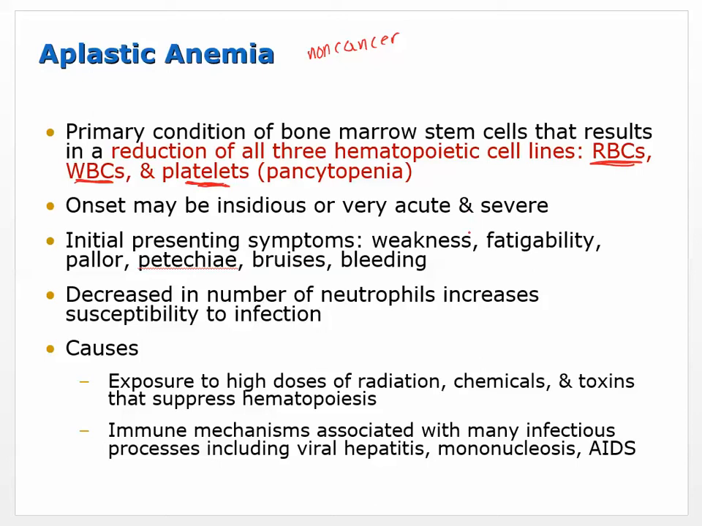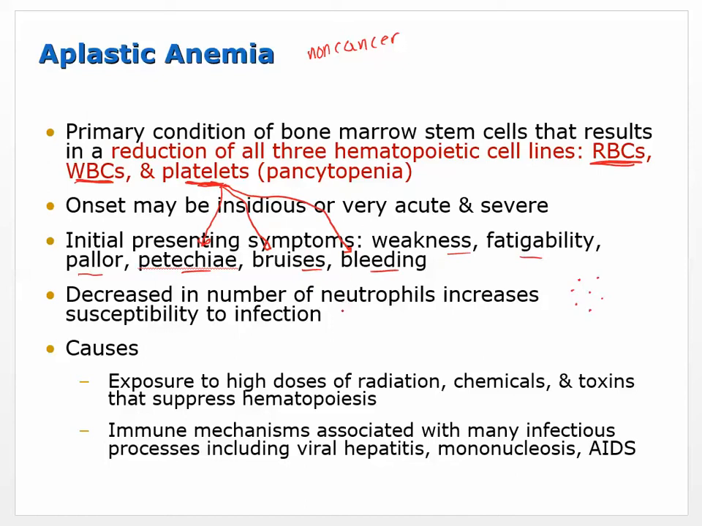Initial presenting symptoms: weakness. So again, our anemia signs and symptoms: weakness, fatigability, pallor. Okay, so that's from less red blood cells, so that's the pale color. Petechiae, which are little dots that occur, and those are usually from an inability to clot. So that has more to do with the platelets. Same with bruising and bleeding. Okay, so a reduction in platelets can cause these other symptoms in addition to the anemia symptoms.